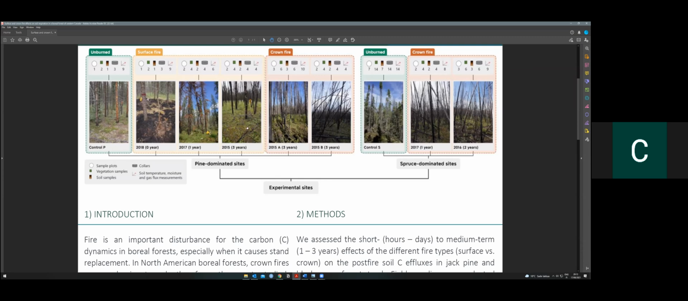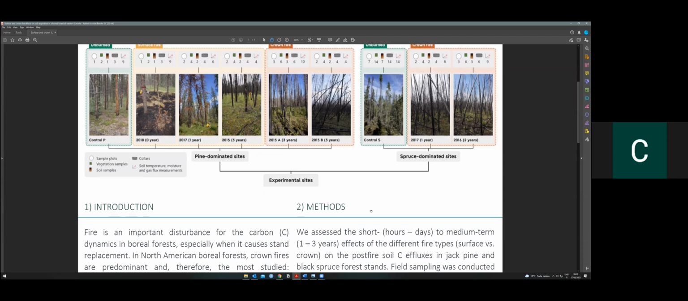So we did not remove the ground vegetation when it was present. Therefore, our soil CO2 effluxes include autotrophic foliar respiration, let's say. We also collected soil samples from the humus layer and the mineral layer at 5 centimeters depth. Then we incubated those samples to obtain soil heterotrophic respiration.